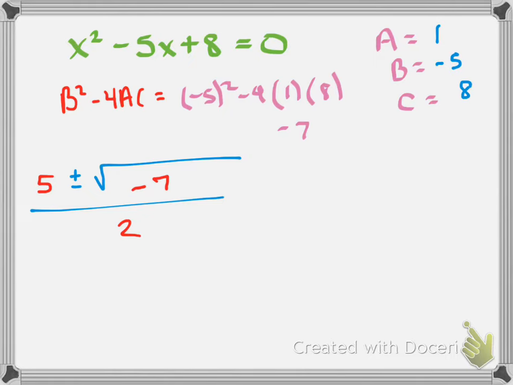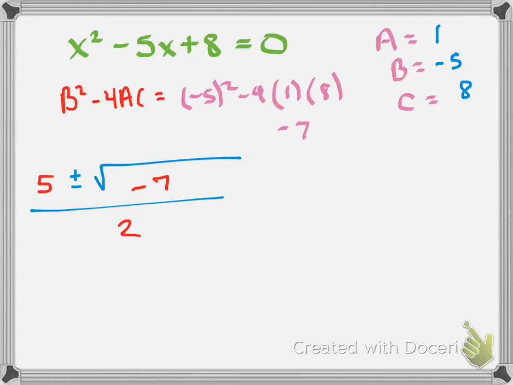Alright, so this one's a little bit easier to simplify. If you type in your calculator square root of negative 7, and you can actually try this, you can pause the video, do it, but if you type in square root of negative 7, your calculator will give you an error saying that it's not real. Okay, that's because this is an imaginary number. You cannot take the square root of a negative number ever.